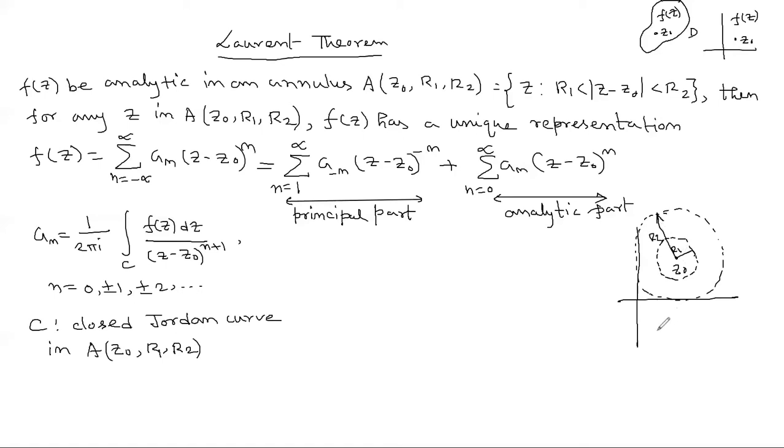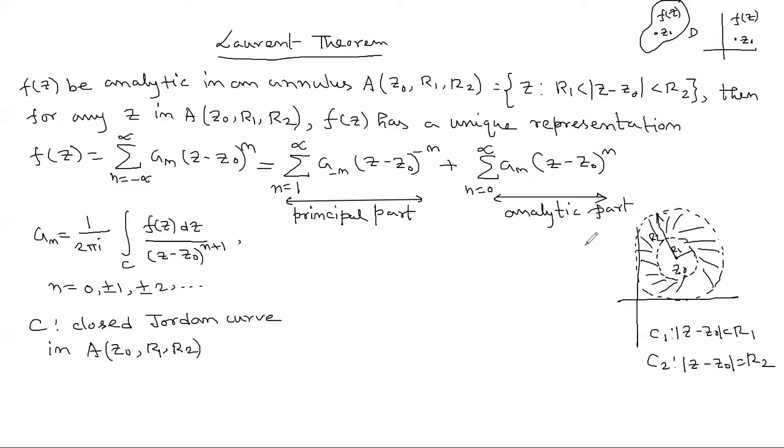Between these two circles, the first one is C1, it is |z minus z0| equal to R1, and C2 is |z minus z0| equal to R2. Between these two circles, this region is called the annular region. If the function f(z) is analytic in this tire-shaped region between these two circles, then f(z) can be expanded with respect to the point z0, which is not inside the region, in the Laurent series expansion.